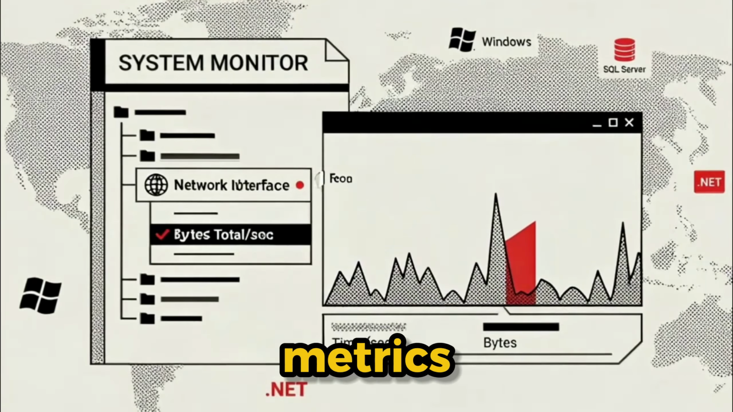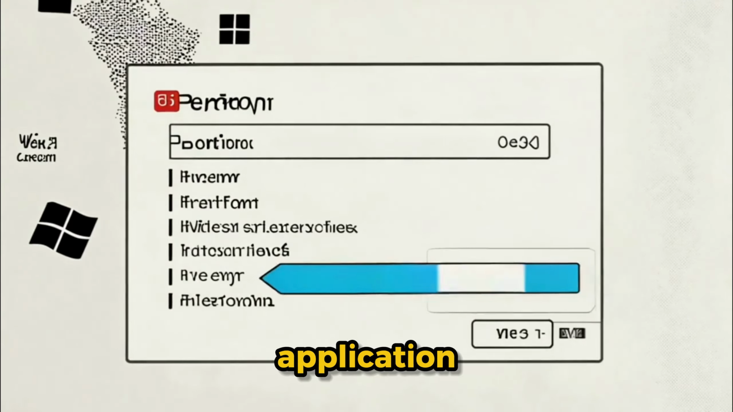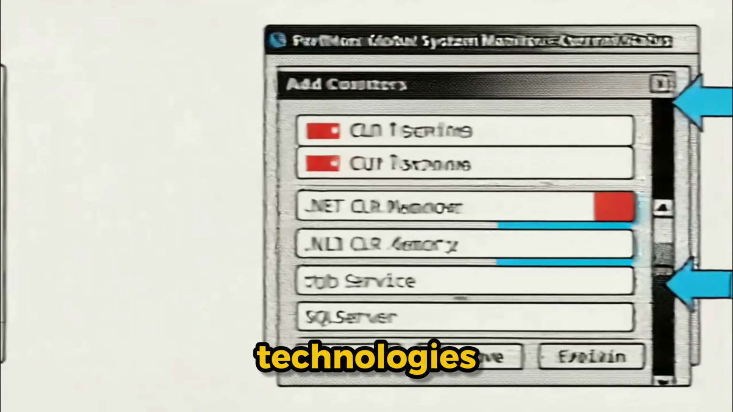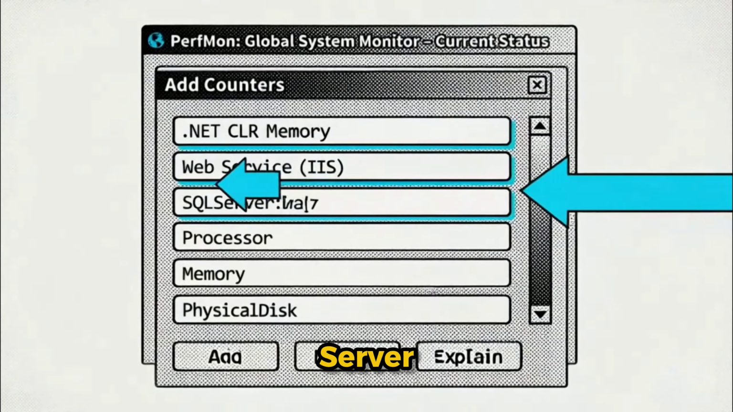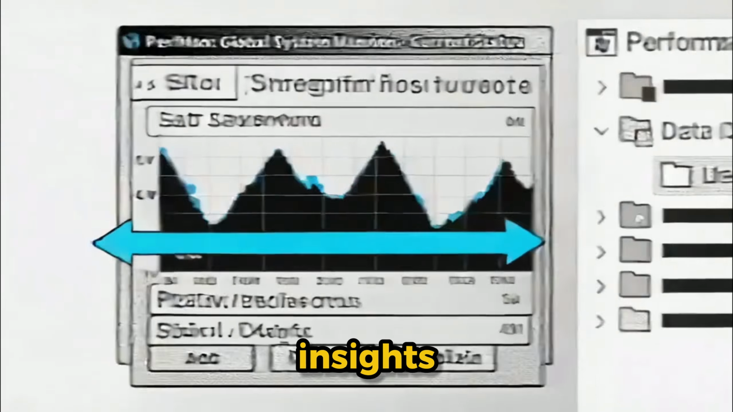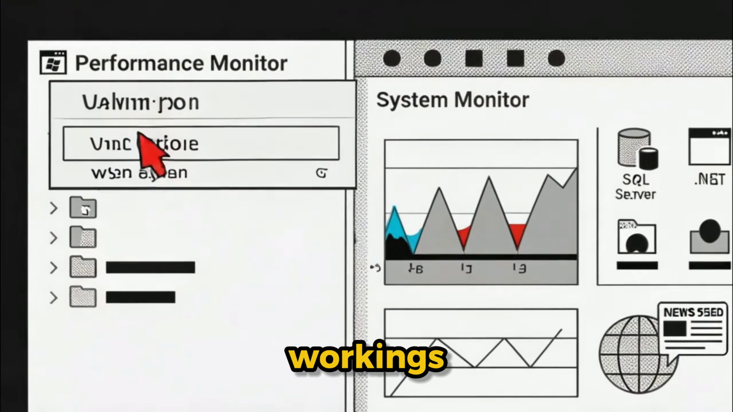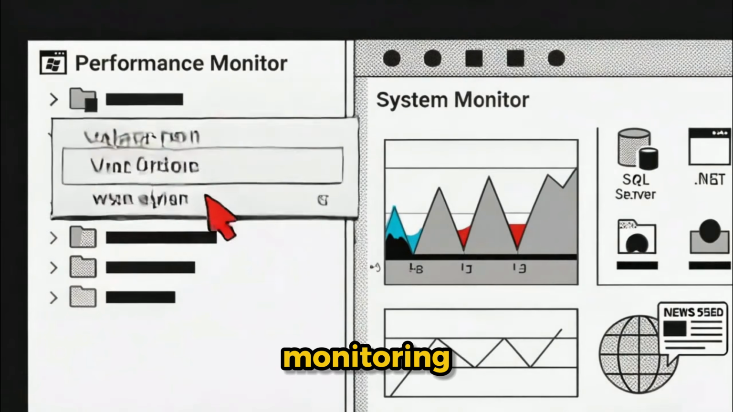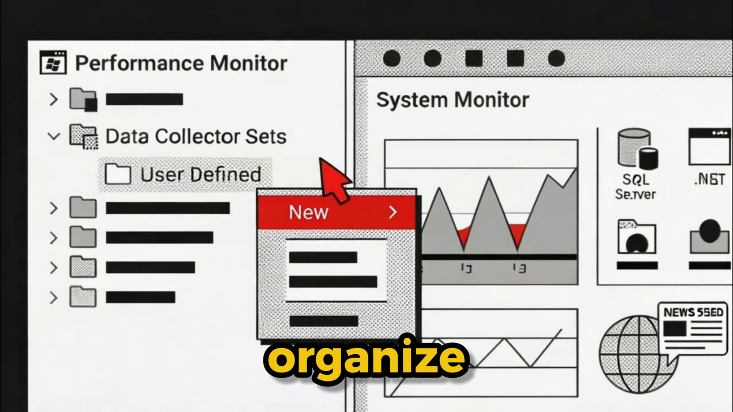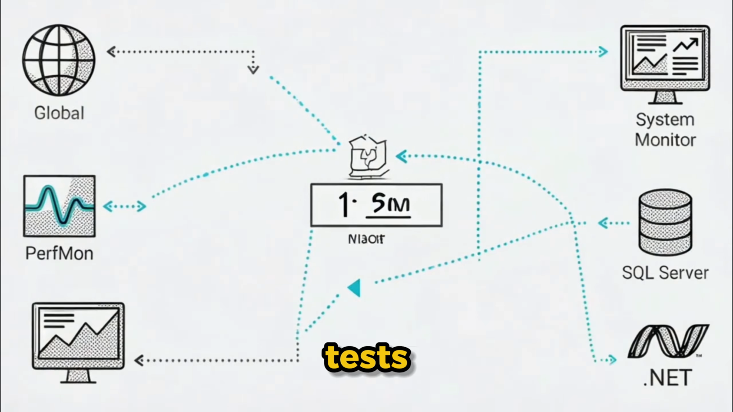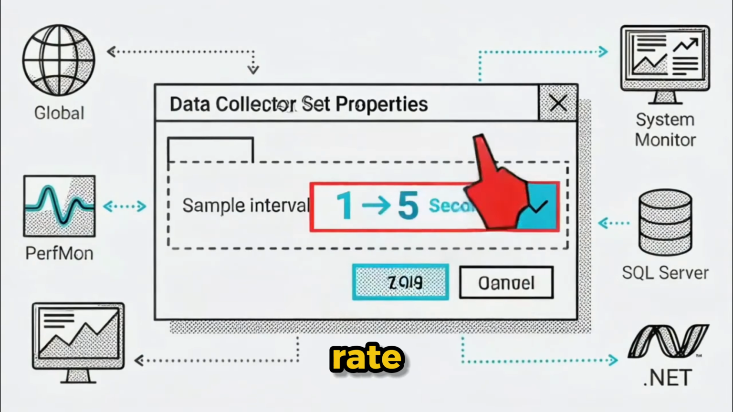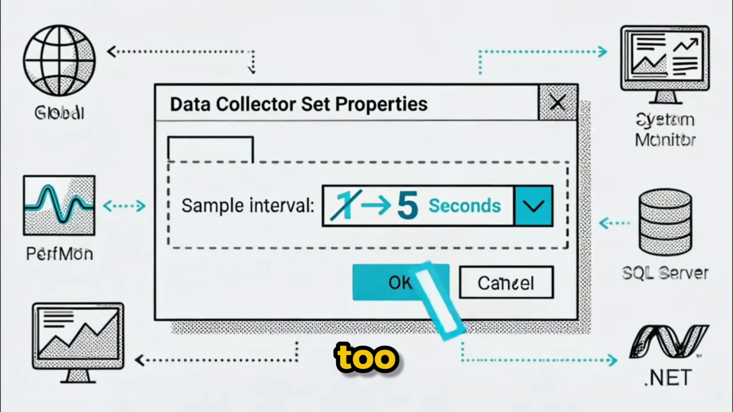Beyond core system metrics, PerfMon can monitor application-specific counters for technologies like .NET, IIS, or SQL Server, providing invaluable insights into your application's internal workings under load. When setting up monitoring, use data collector sets to organize and schedule performance counter data for later analysis, which is especially useful for long-duration tests. Remember to set an appropriate sampling rate. Anything under 5 seconds creates too much noise.